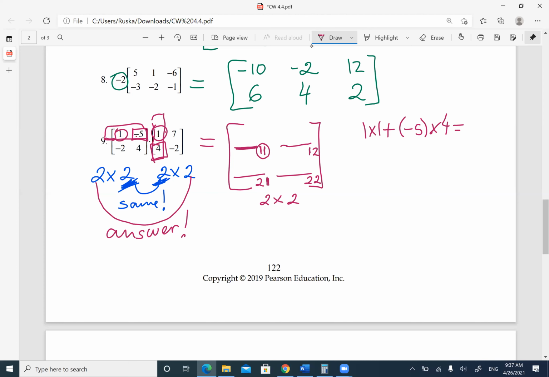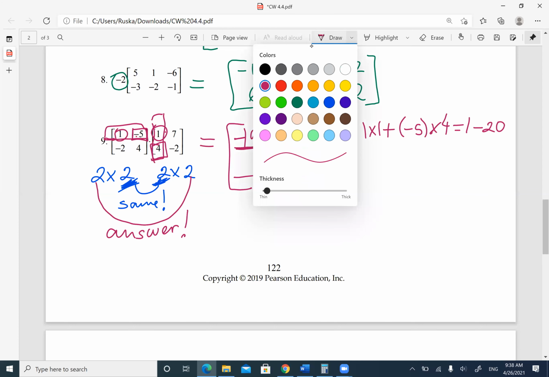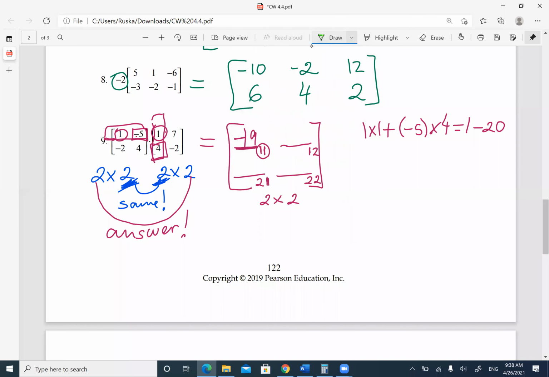And then after you do that, you're going to simplify. 1 times 1 is 1. And then this should be minus 20. So that's what is going to give me here. The number is going to be negative 19. Everybody get that? So we multiplied row by column.